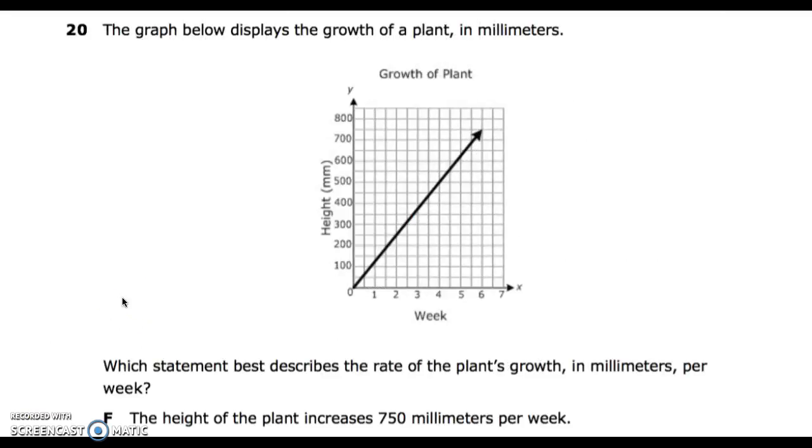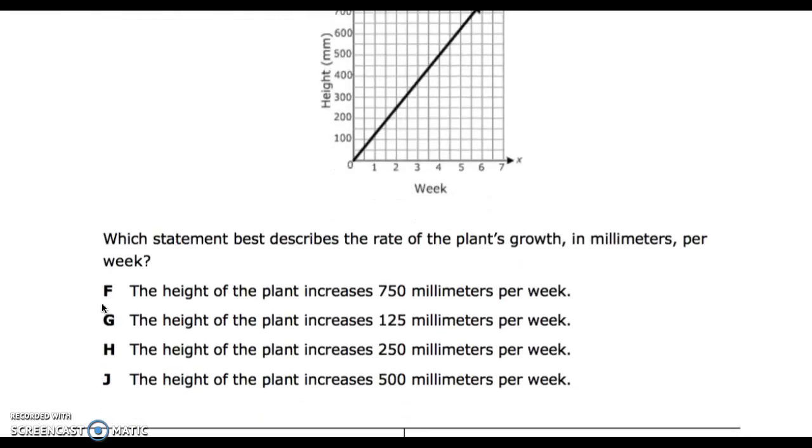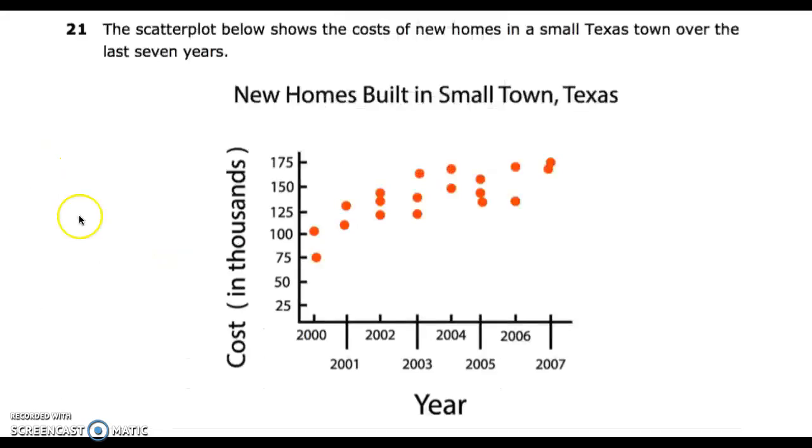Number 20. The graph below displays the growth of a plant in millimeters. So you have the height in millimeters and the week. Which statement best describes the rate of a plant's growth in millimeters per week? F, the height of the plant increases 750 millimeters per week. The height increases 125, 250, and then it increases 500 millimeters per week, are your answer choices.